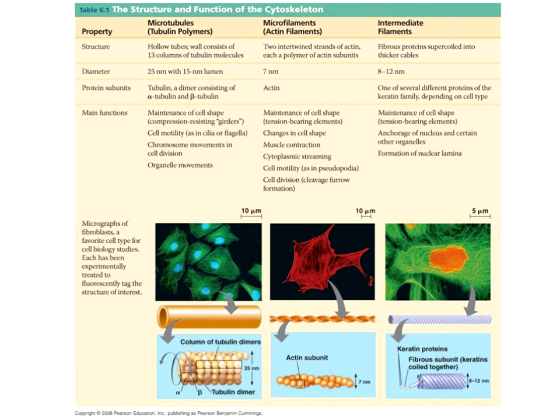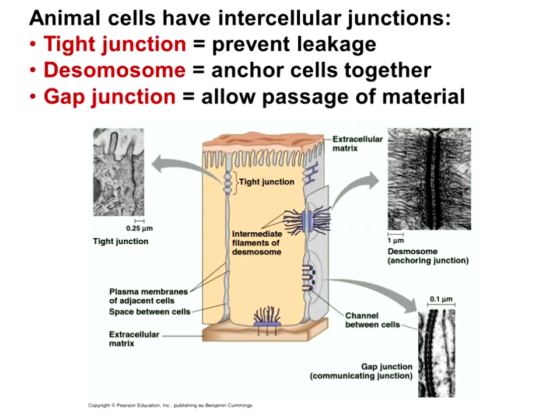All right, and then the intermediate filaments, again, they all maintain the shape, but the intermediate filaments also help with the formation of the nuclear lamina and anchoring the nucleus and other organelles in the cell.